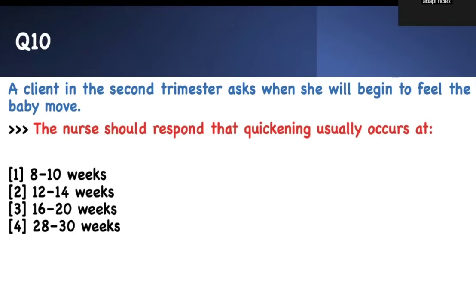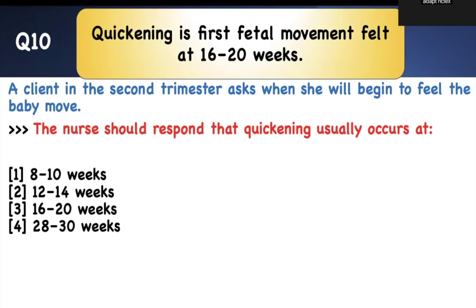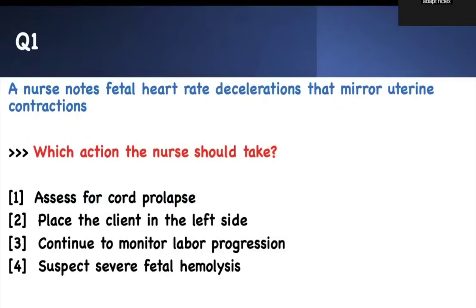Common sense to tell you, test taking strategy to tell you, 28 to 30 weeks, you should have felt the baby long time. 16 weeks is the minimum time you should feel the baby. Therefore, 16 to 20 weeks. These are little things I want you to get it before you go and take the NCLEX. Challenging, but not. Focus on the buzzword.